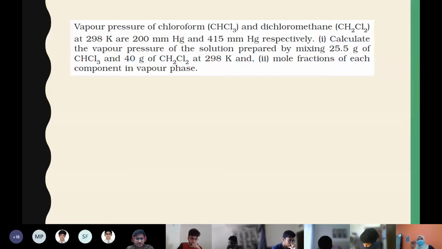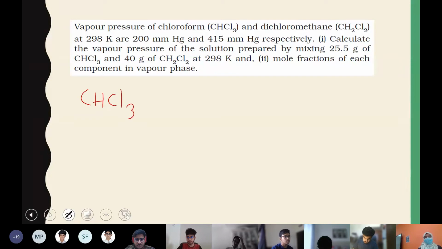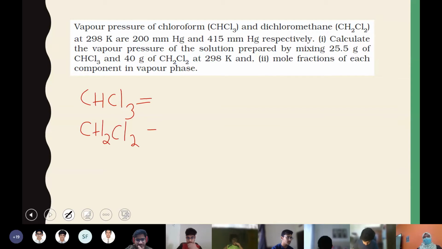First, calculate. We had extracted the given information from the question, and that is the first thing we did. Then we also started calculating the molar mass, right? For chloroform, it was CHCl3, and dichloromethane. We just started calculating that.